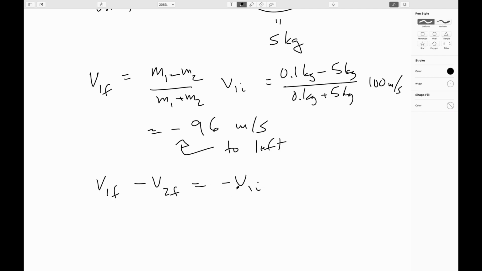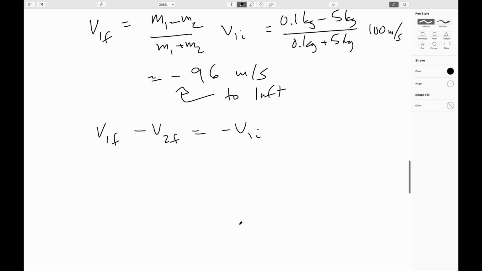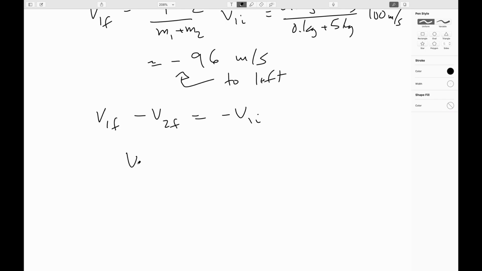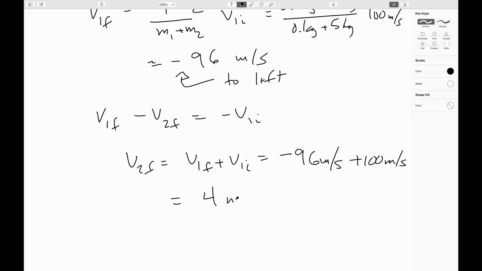And again, this minus sign here is just to deal with the fact that here it's separation, here it's approach. All right, so we can rearrange and we get that V2 final equals V1 final plus V1 initial. We had that V1 final was negative 96 meters per second. V1 initial was plus 100 meters per second. So sure enough, we get plus 4 meters per second. So indeed, it did end up going to the right, and compared to the rubber ball, it's not going too terribly fast. Cool.